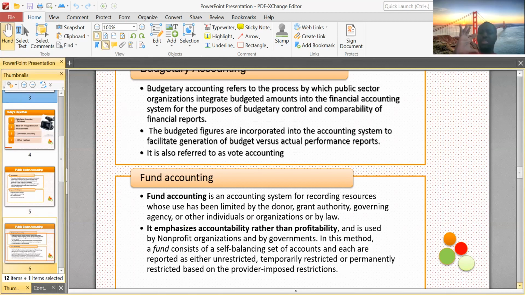So the whole idea here is that you are recording resources whose use has been limited by donor agencies. Once a donor agency gives you money, they might have some restrictions around the usage of the money, and fund accounting looks critically into that. Very, very important.